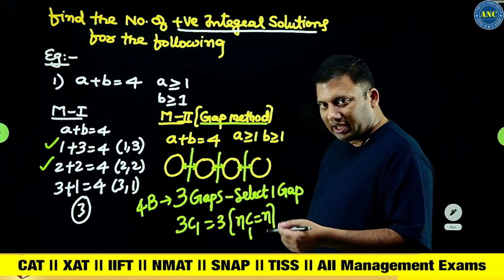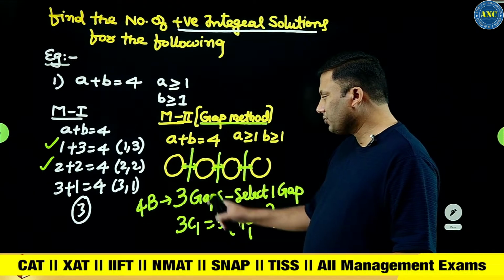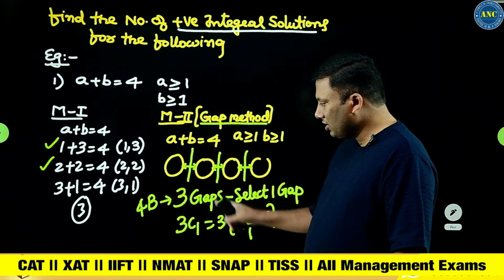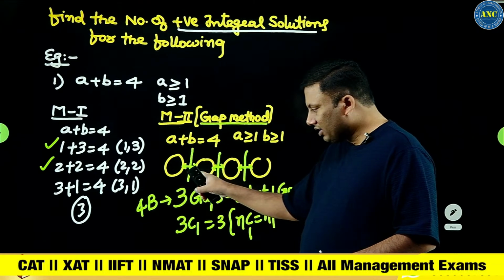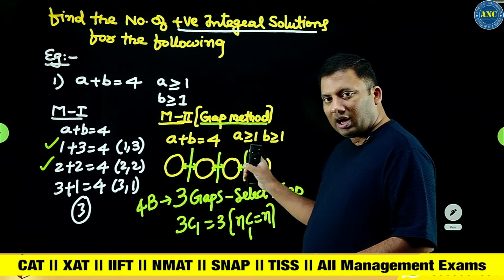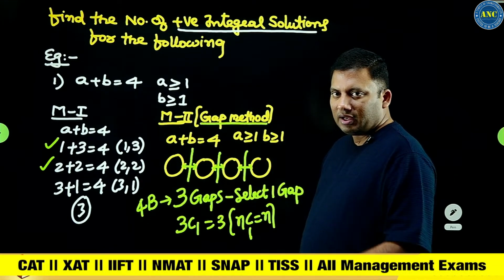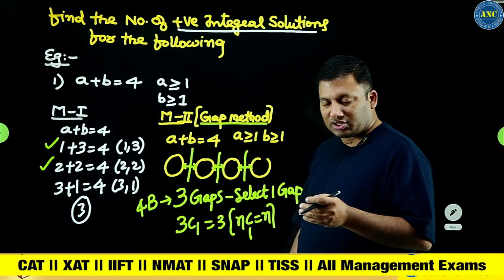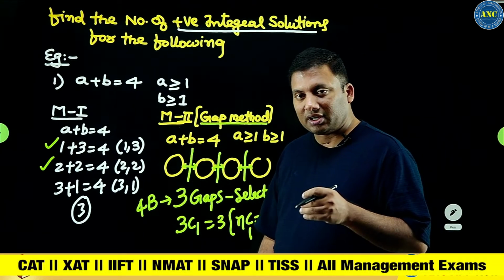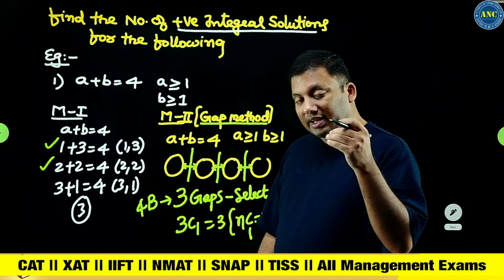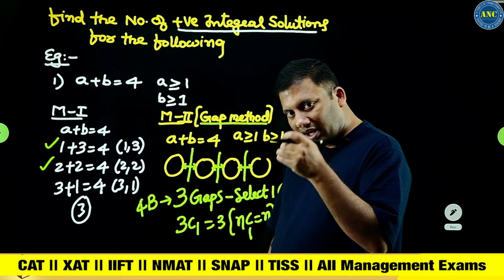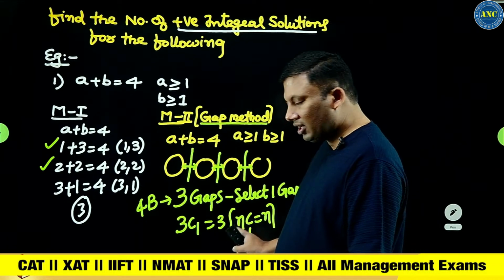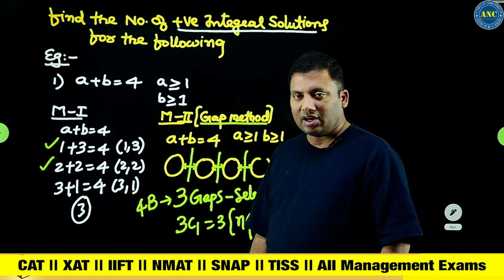Out of 3 gaps, selecting any one gap, either this or this or this, it is an or condition. NC1: out of n objects, I am selecting one object. It can be the first object, the second, the third, or the nth object. Total how many ways are there? N ways are there.